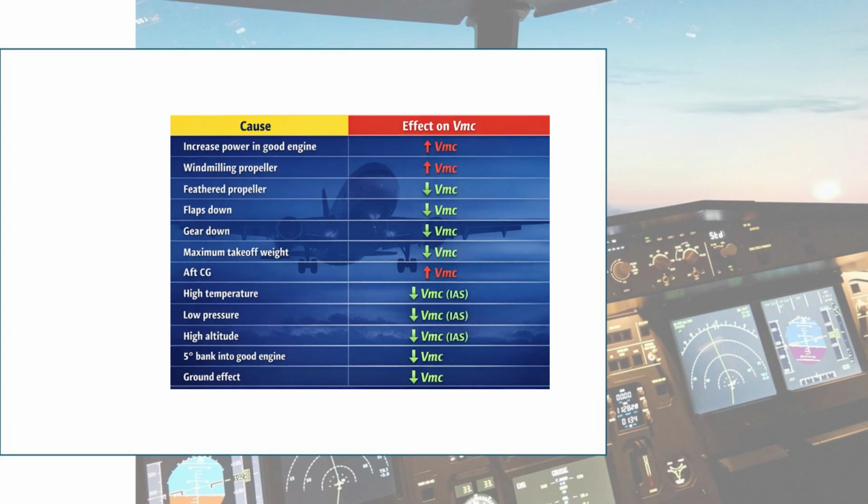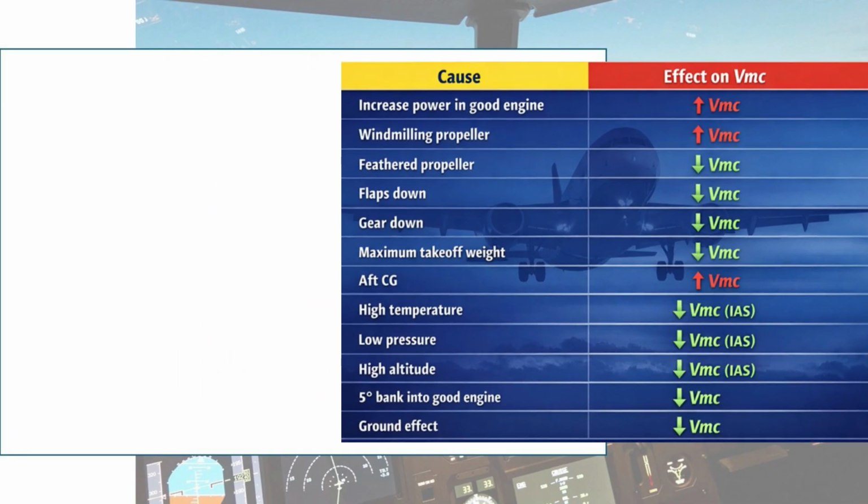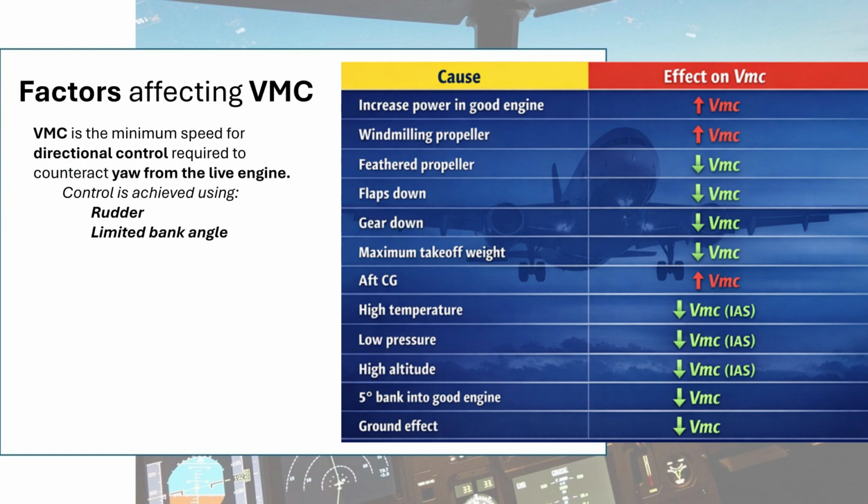Now, as you can see on screen, various factors affect VMC. To understand this, remember that VMC is the minimum speed at which directional control can be maintained after an engine failure. Directional control is required to counteract the yawing moment created by the live engine. This control is achieved primarily using rudder, and in some cases, with a limited bank angle towards the live engine.